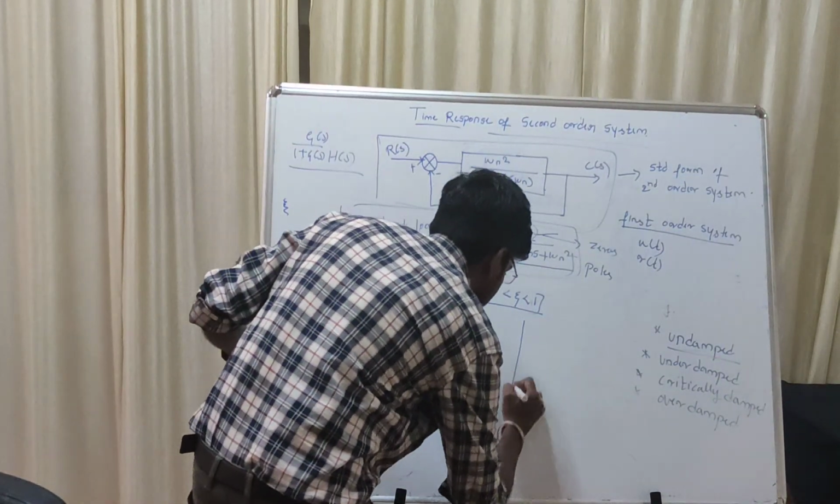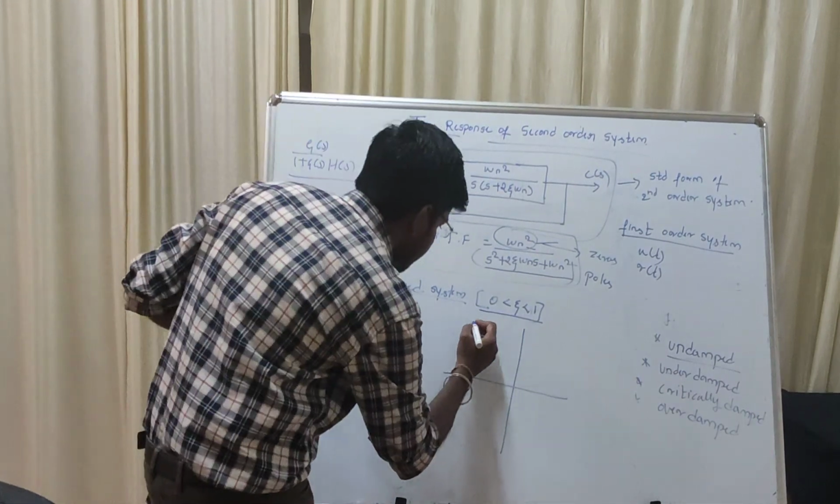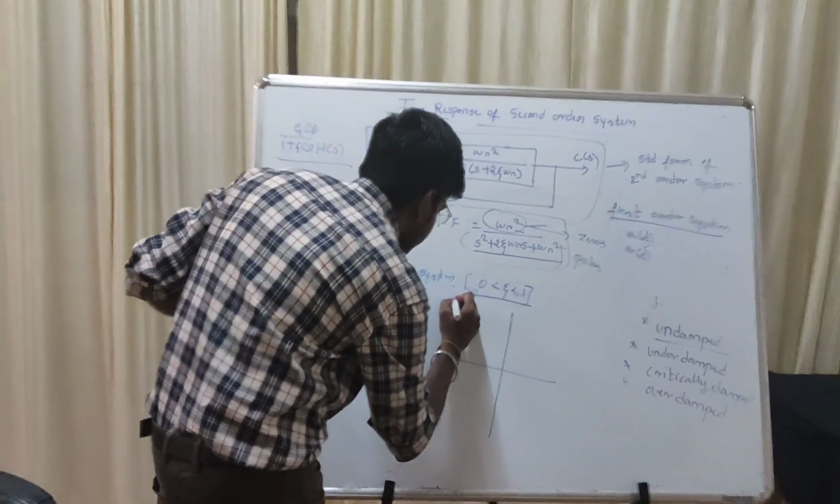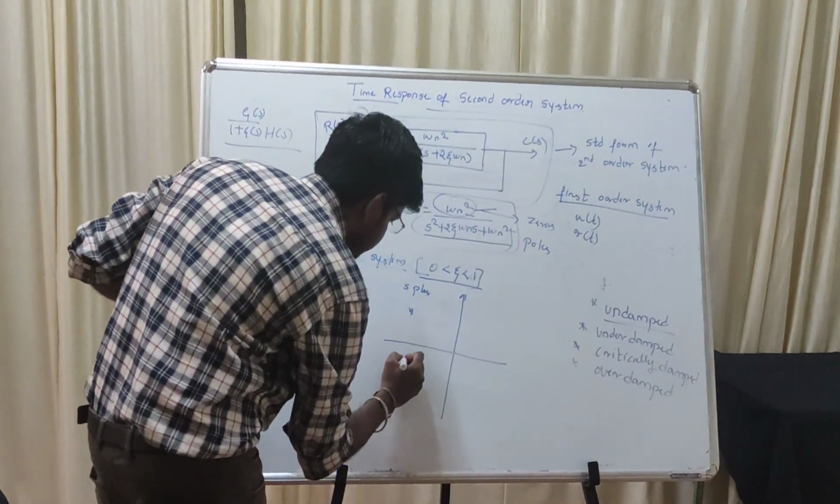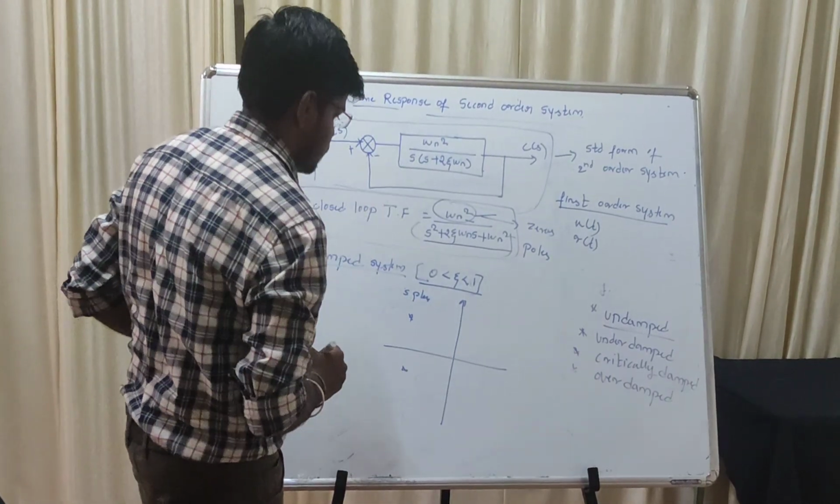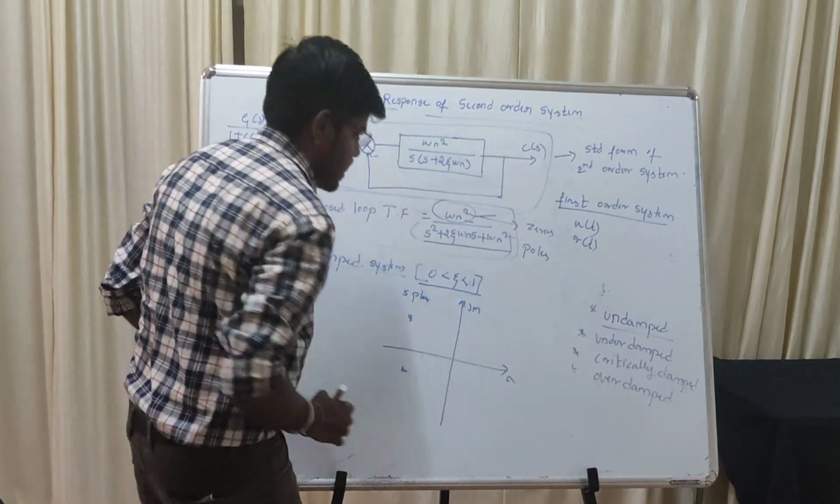The poles of the system are complex conjugates. They are completely located at the left half of the S plane. This is the S plane. The poles will be here. It's a complex conjugate pair of poles. This indicates the imaginary axis. This is the real axis.